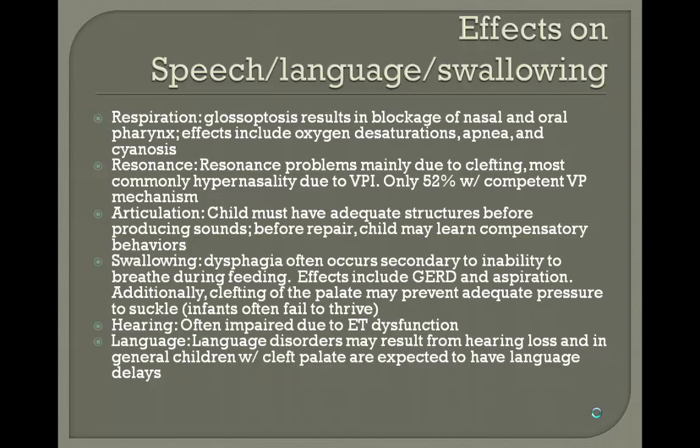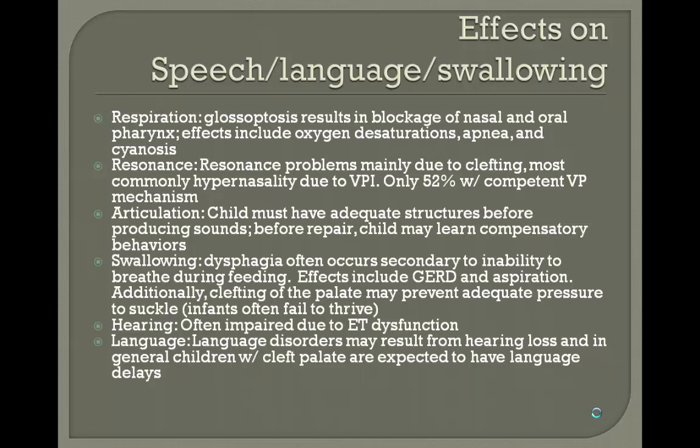So below I have some of the effects listed, the effects on speech, language, and swallowing. So first, respiration. Glossoptosis, the high and back carried tongue, can sometimes result in the blockage of the nasal and oral pharynx. As a result of that, the child may have oxygen desaturation, apnea, they're not able to breathe, or cyanosis, kind of turning blue in the face.